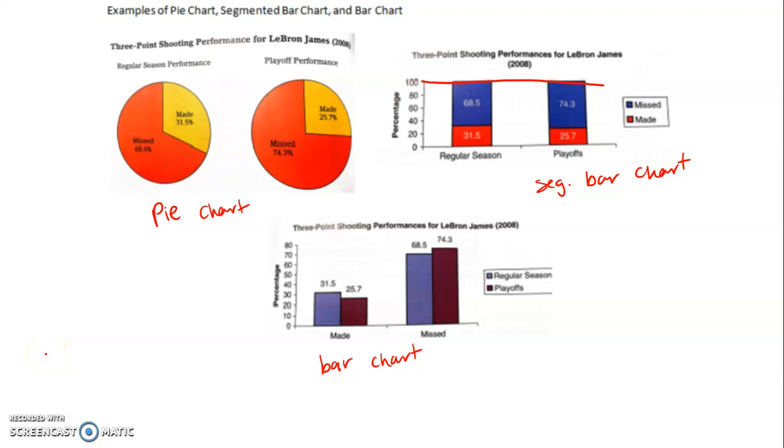For this unit, you're going to need to know how to make each of these graphs as well as interpret them. So if I were to give you one of these graphs, you can read it and say, oh yeah, based on this graph, he made 68.5% and missed 31.5%.